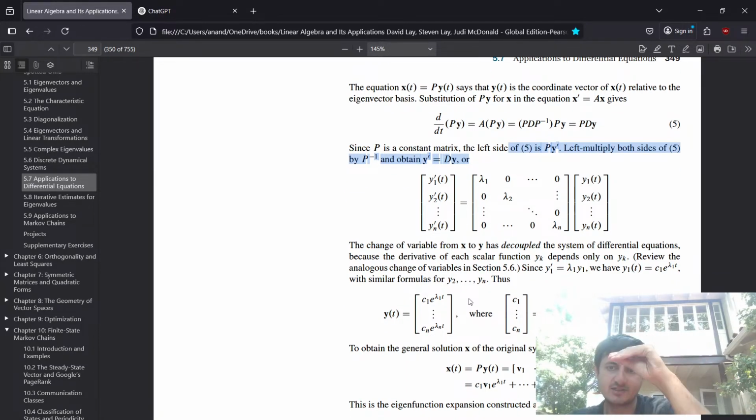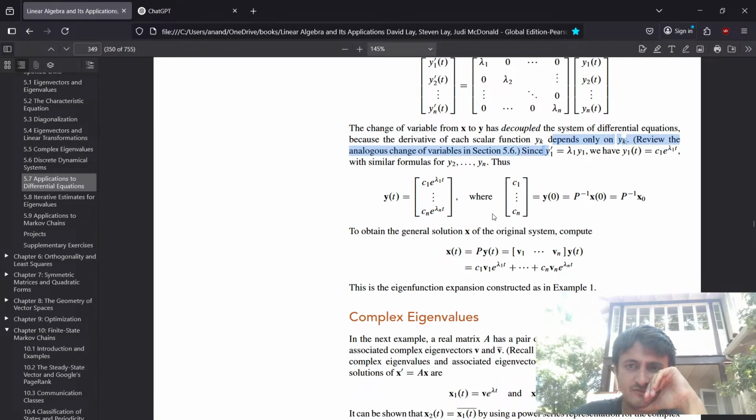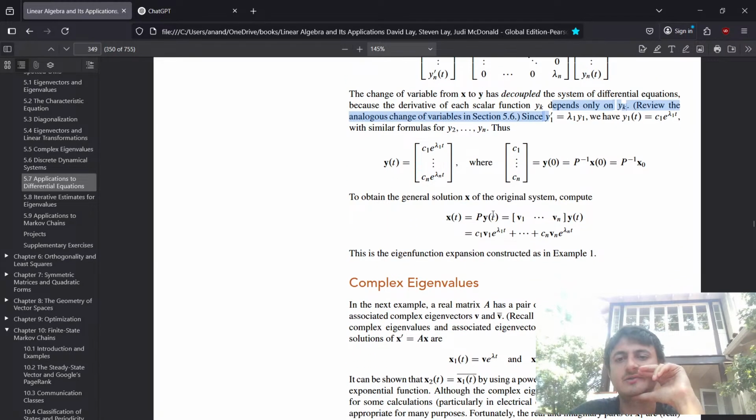So now the change of variable from x to y has decoupled the system of differential equations because the derivative of each scalar function yk depends only on yk. Very cool.